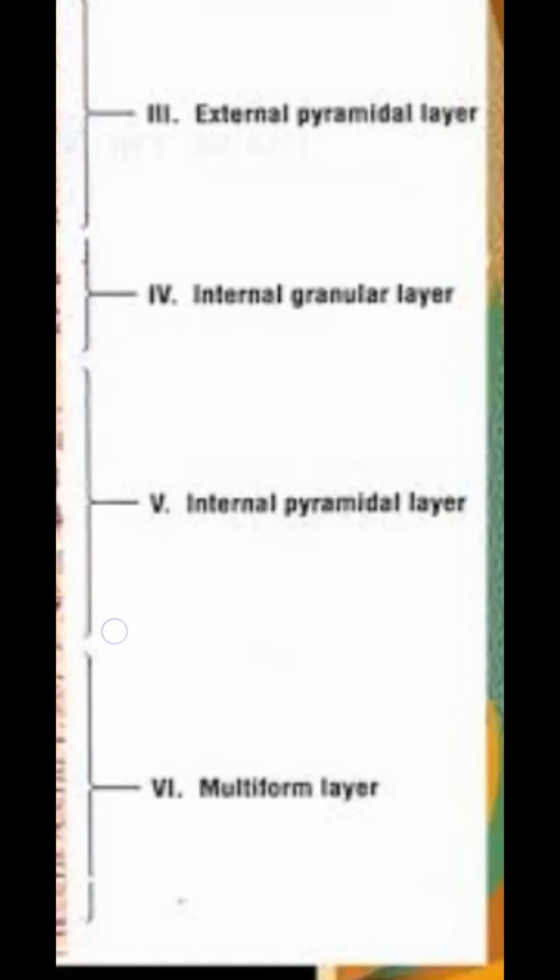Now, the last layer is the multiform layer. You can see here the multiform layer, and you can appreciate this is the deepest, innermost layer of the cerebral cortex. It contains neurons of various shapes, and therefore it is known as the polymorphic layer. This layer lodges fusiform cells, pyramidal cells, stellate cells and Martinotti cells. So, this is the last layer.